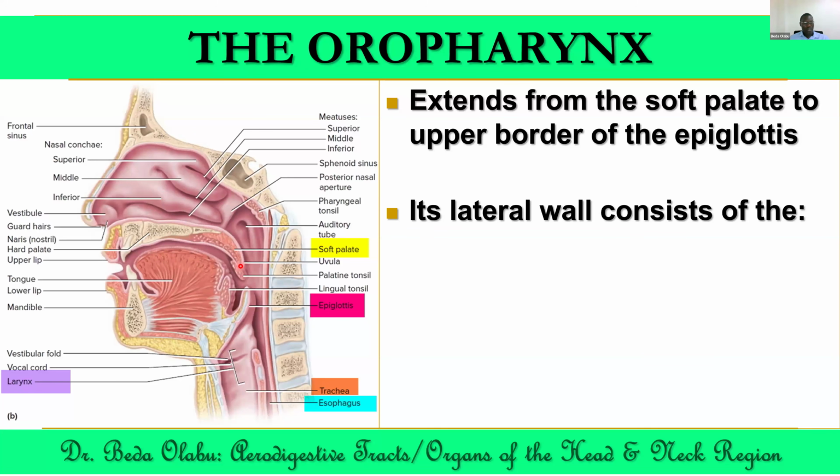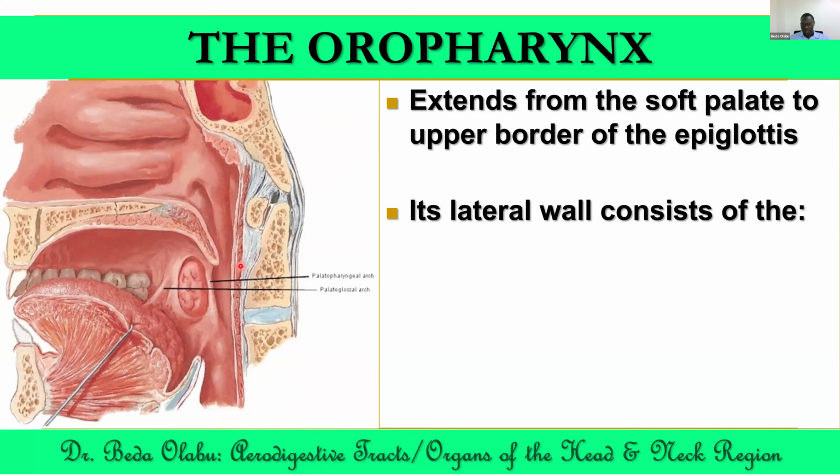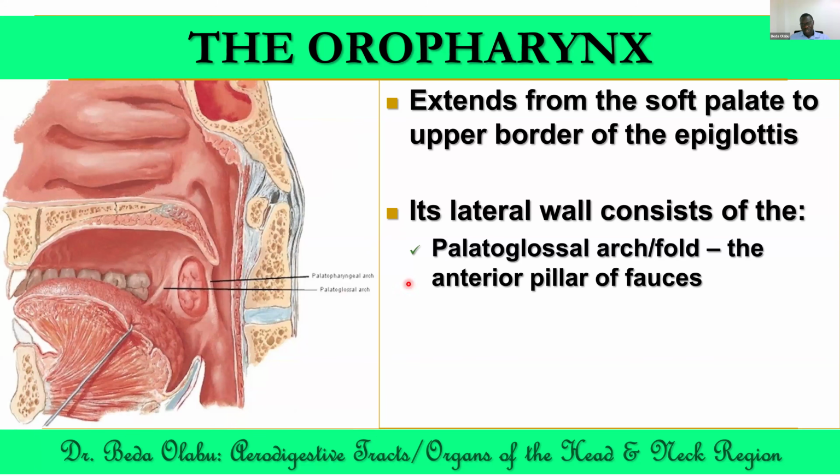The lateral wall of the oropharynx consists of the palatoglossal arc, which is also known as the palatoglossal fold. So again, this is another fold formed from the presence of a muscle arising from the palate to the pharynx. Again, another longitudinal muscle from the palate to the pharynx. So we call that the palatoglossal.